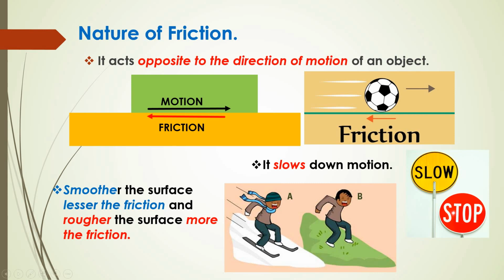The reason is, in A, because the surfaces are smooth, there is less friction, so motion in the forward direction will be fast. Whereas in B, since the surfaces are rough, there will be more friction, and this more friction opposes the motion. Therefore, the speed of the person or the boy will be slow. Hence, we can say that smoother the surface, lesser will be the friction, and rougher the surface, more will be the friction. And what does friction do? It opposes motion, slows down the motion, and brings the object to rest.